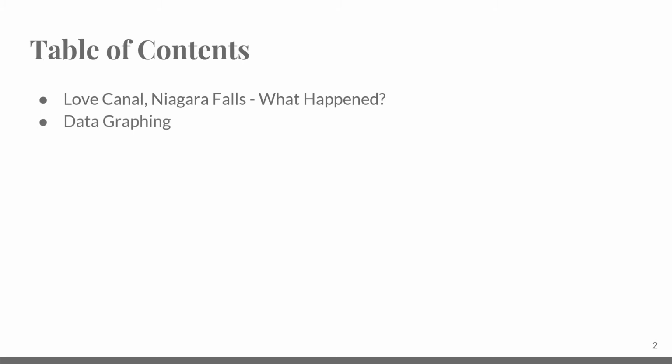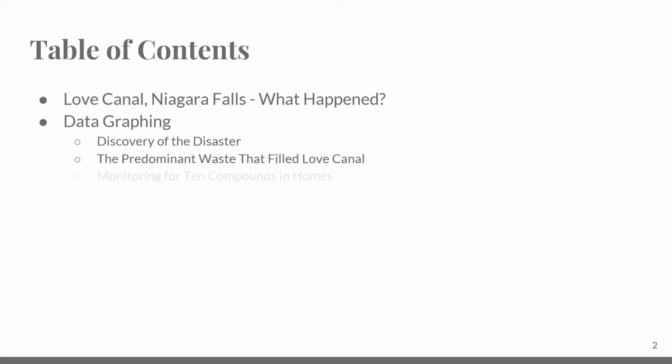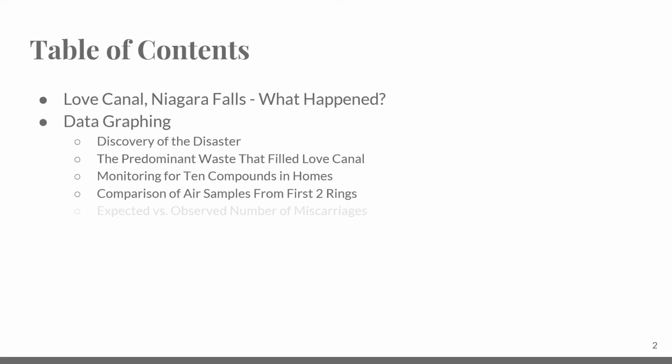Then, I will provide 5 graphics that display the circumstances and effects of the environmental disaster, such as discovery of the disaster, the predominant waste that filled Love Canal, the 10 compounds that were found in homes, comparison of air samples from different areas in the neighborhood, and expected versus observed numbers of miscarriages. Finally, I will summarize and reveal whether this disaster was resolved or not.